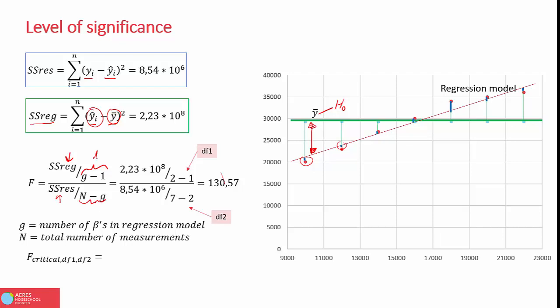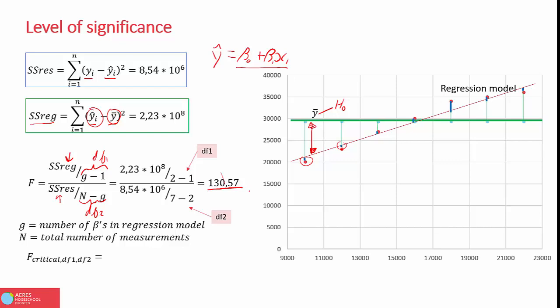Now, this term is called df1 and df2, where df stands for degrees of freedom, because both aspects have a separate degrees of freedom. G stands for the number of betas in our regression model. We have 2 in this case, because we had y hat is beta 0 plus beta 1 times x1, the more general way of writing things down. So we've got 2 betas, minus 1. And we have the SS residuals divided by a capital N, which is the total number of measurements, again, minus the number of betas. If we calculate this, we get to the value of 130.57.